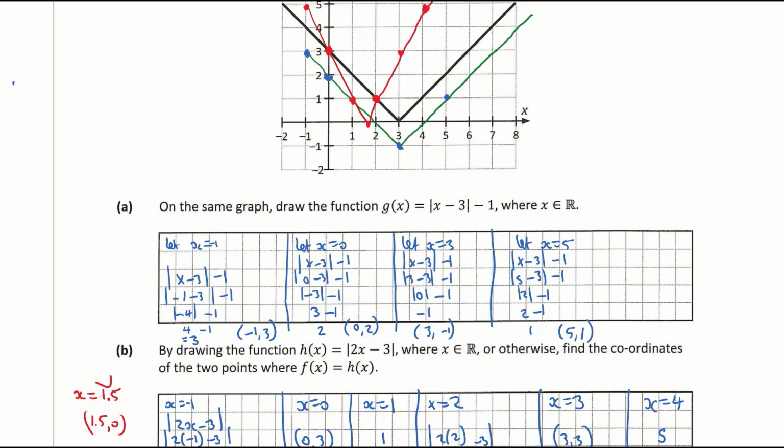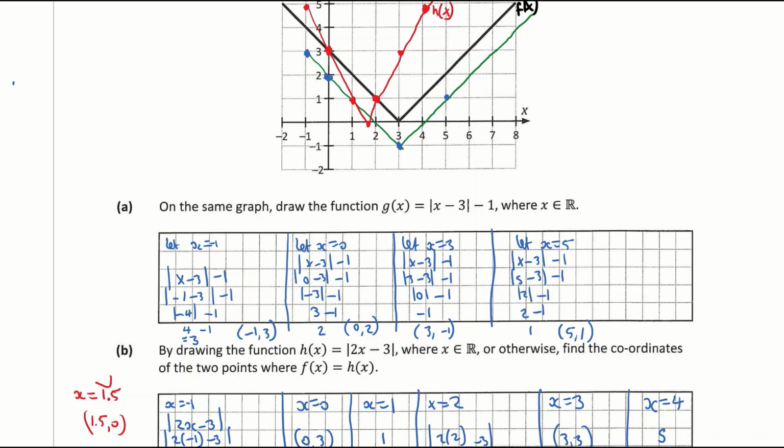And what's it asking us? The question then wants us to find the coordinates of where f of x and h of x meet. So f of x and h of x. So h of x is my red one, and my f of x is my original function, which is in the black. So that's my f of x.